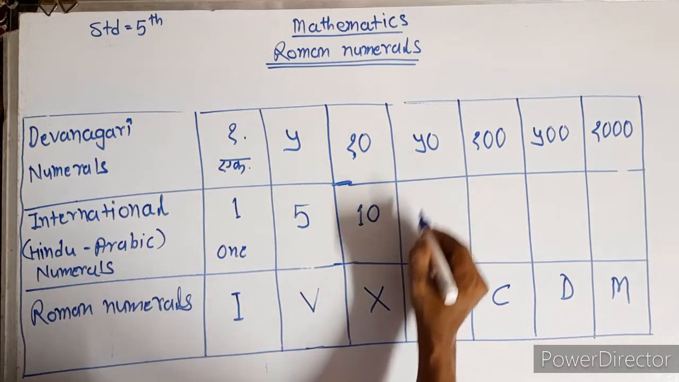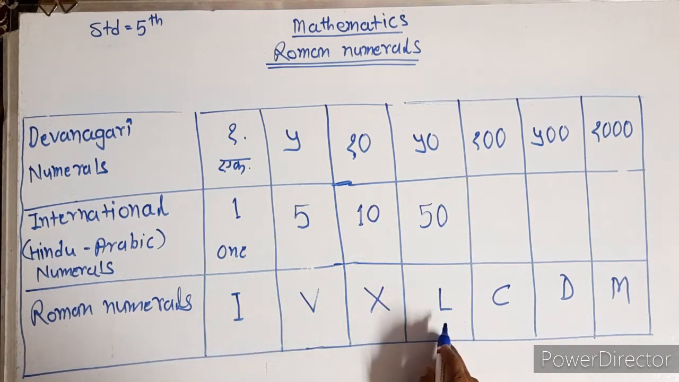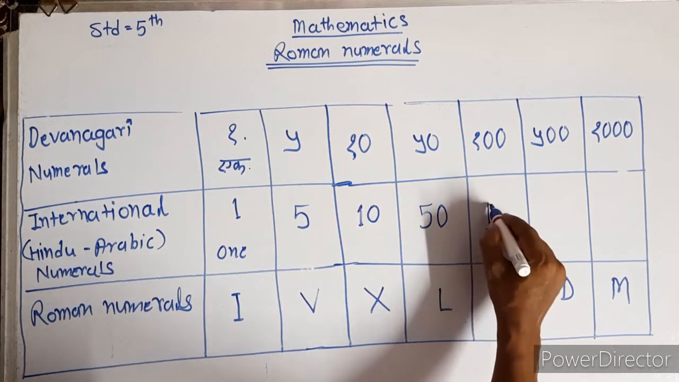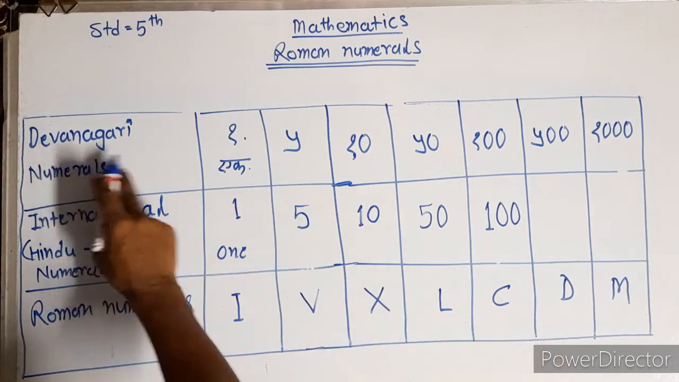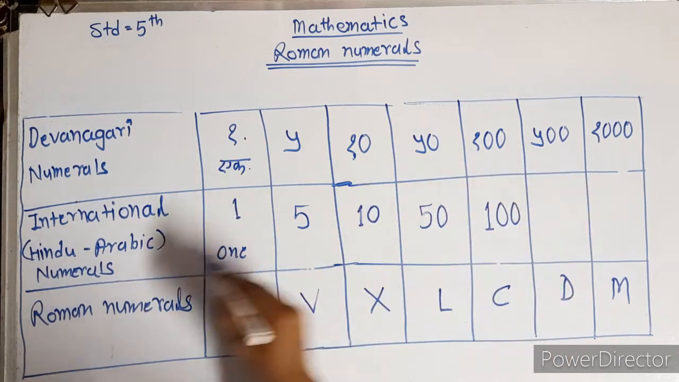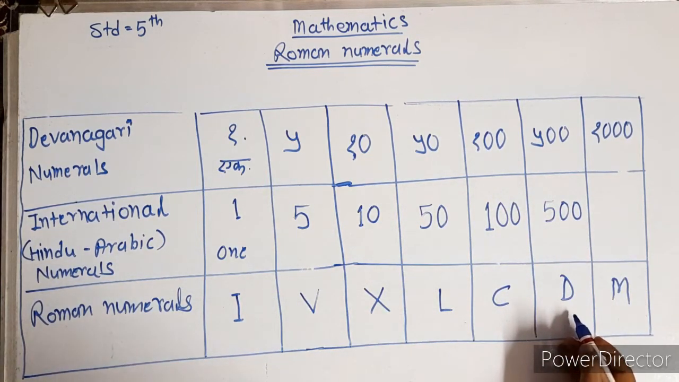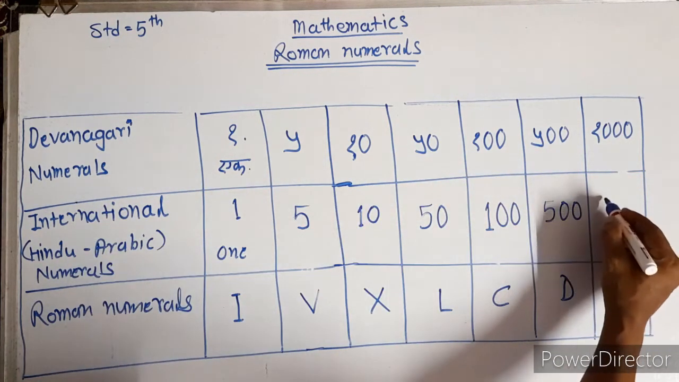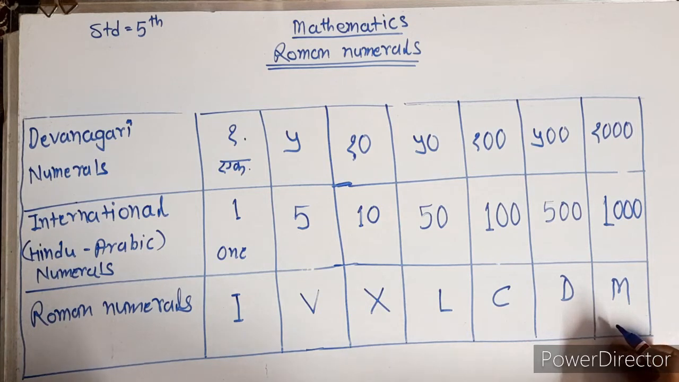Now Devanagari 50, International 50, Roman numerals L. Devanagari 100, International 100 and Roman numerals C. Devanagari numerals 500, International 500 and Roman numerals D. Devanagari numerals 1000, International write this type and Roman numerals use letter M.